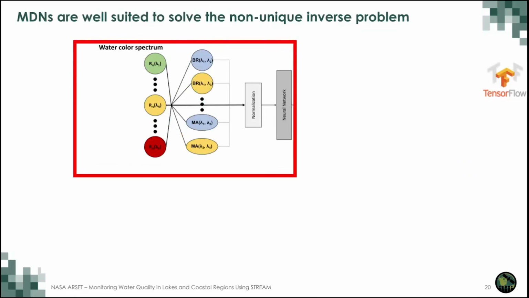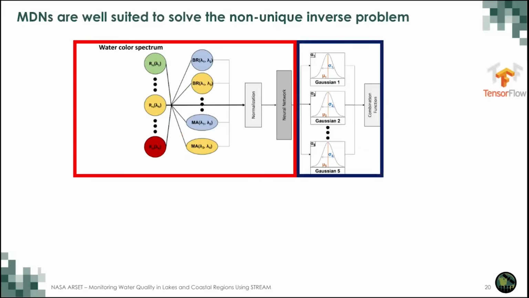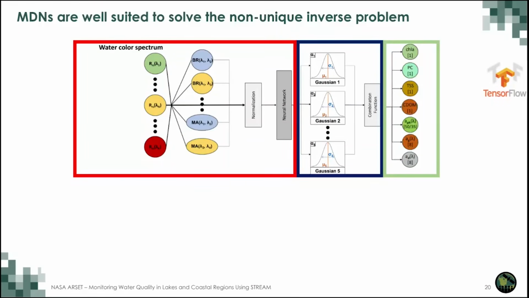So I'm visually just going to try to show you why mixture density networks are well suited to solve the non-unique inverse problem. On the previous page, I showed that we have this sort of typical neural network structure. The mixture density networks differ because they output a set of Gaussians. And these Gaussians can be used to predict, let's say, the chlorophyll A concentration, when there could be a wide range of different chlorophyll A concentrations for any input watercolor spectrum.